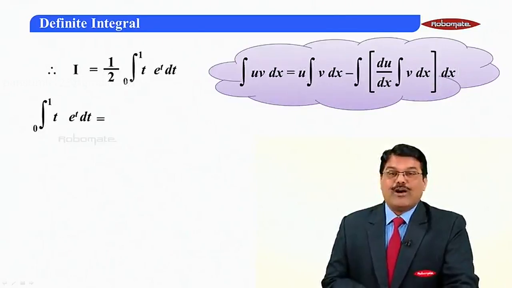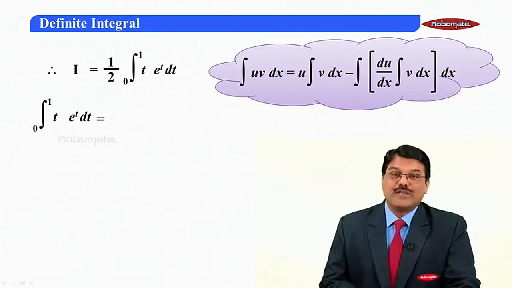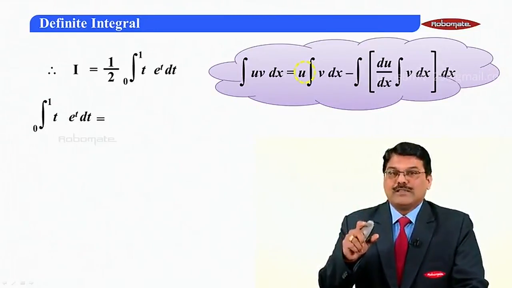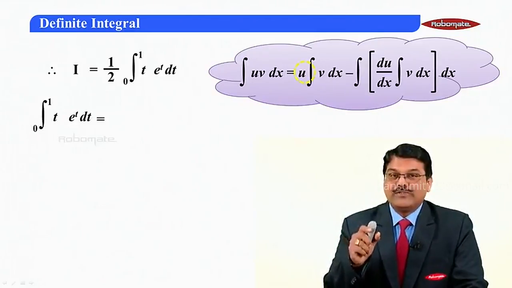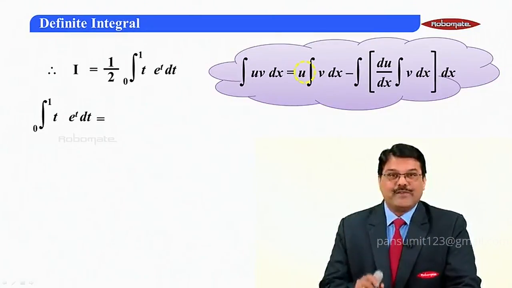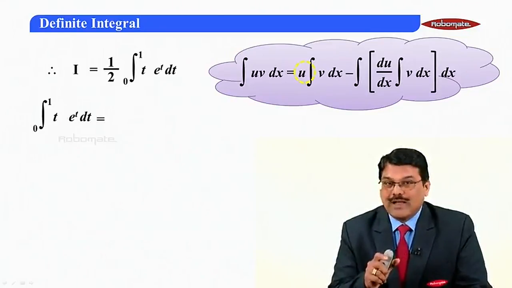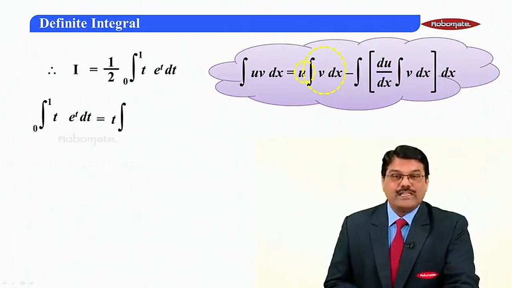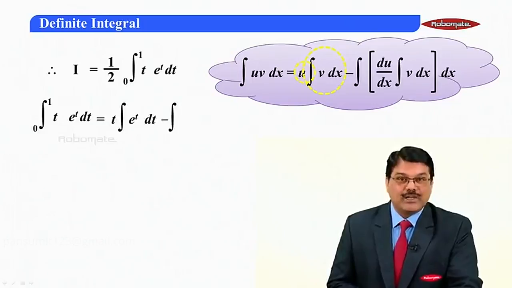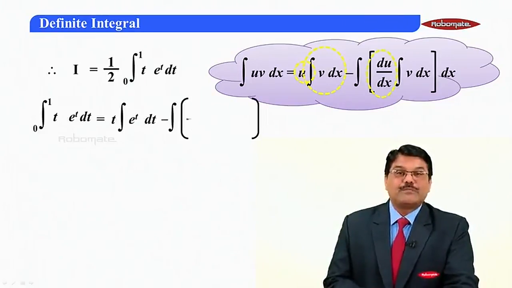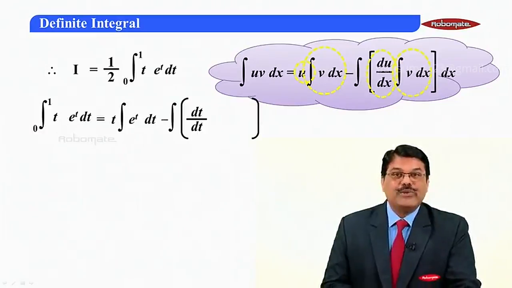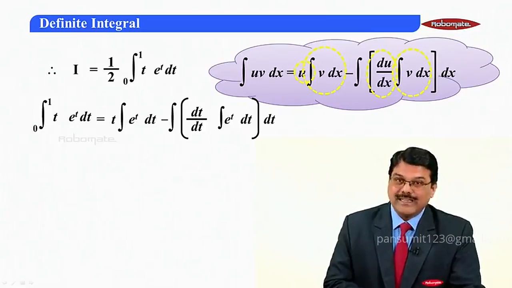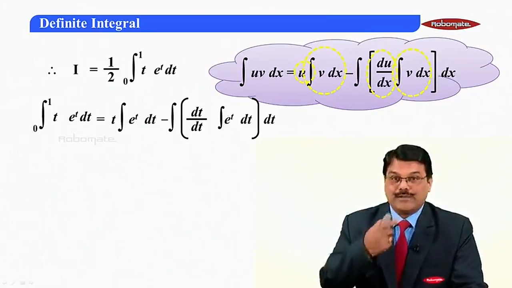So let us apply the formula of integration of u into v. That is first function t and the second function as e raised to t. So let us consider this function as integration of t into e raised to t with respect to dt, same as in indefinite integration. So the first function is t into integration of e raised to t with respect to dt minus integration of, in bracket, derivative of t with respect to t, that is dt upon dt, into integration of e raised to t with respect to dt, the whole bracket with respect to dt, right? We will substitute the upper limit and lower limit afterwards, correct?